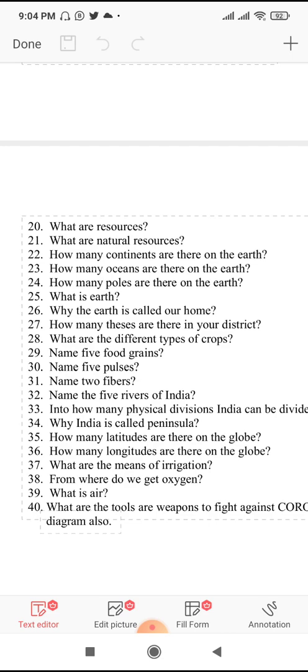What are the different types of the crops? Name 5 food grains. Food grains: wheat, maize, millet, ज्वार, बाजरा. Name 5 pulses: उड़द, मूंग, चना, ग्राम and अरहर. Name 2 fibers: cotton and jute. And name the 5 rivers of India: the Ganga, the Yamuna, the Satluj, the Brahmaputra, the Narmada, the Mahi. Okay, and so the Chambal.